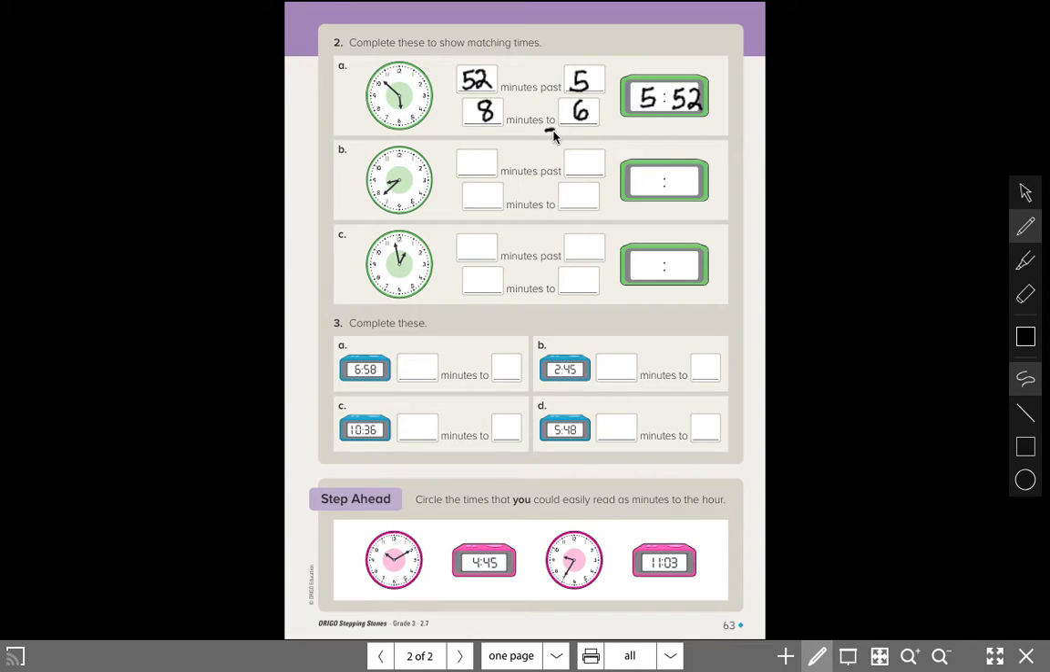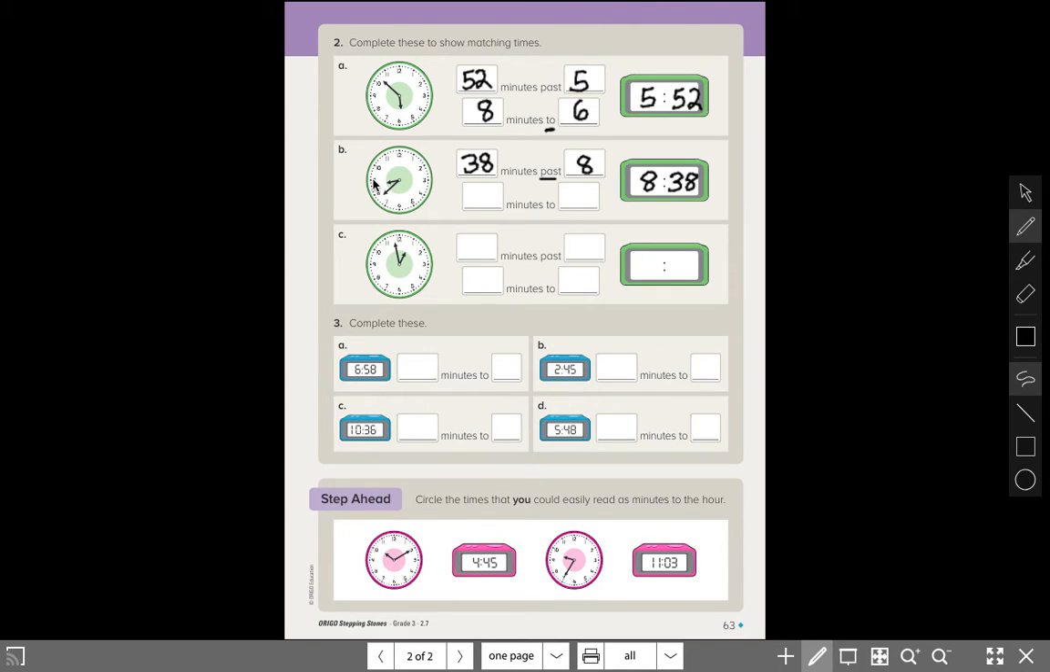All right? Look at B. The hour hand here is between the 8 and the 9. So my time is 8. My minute hand is pointing right here to, what do we say? Let's call that 38. Sometimes it's a little hard to tell, but we're going to say it's 38. So it is 38 minutes past 8 o'clock.